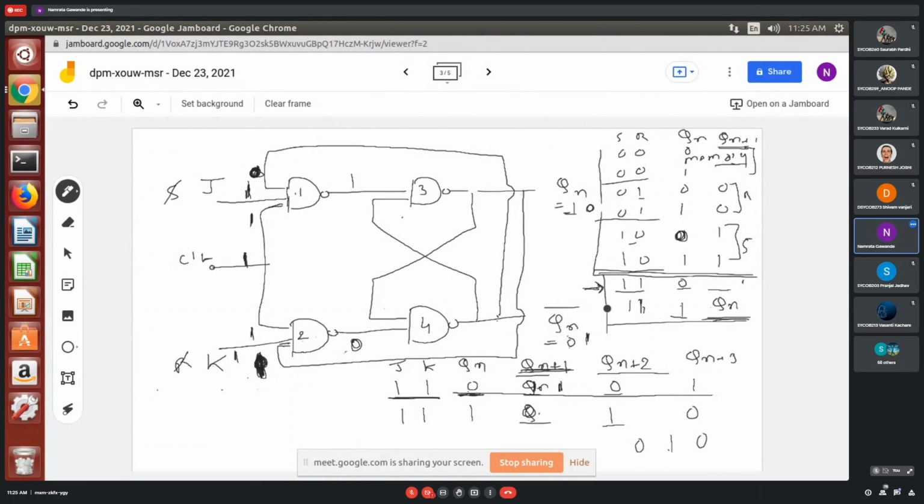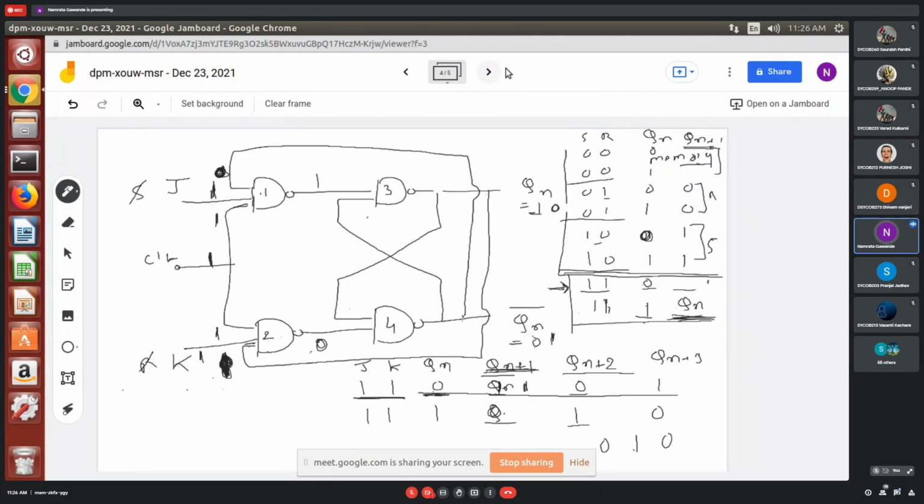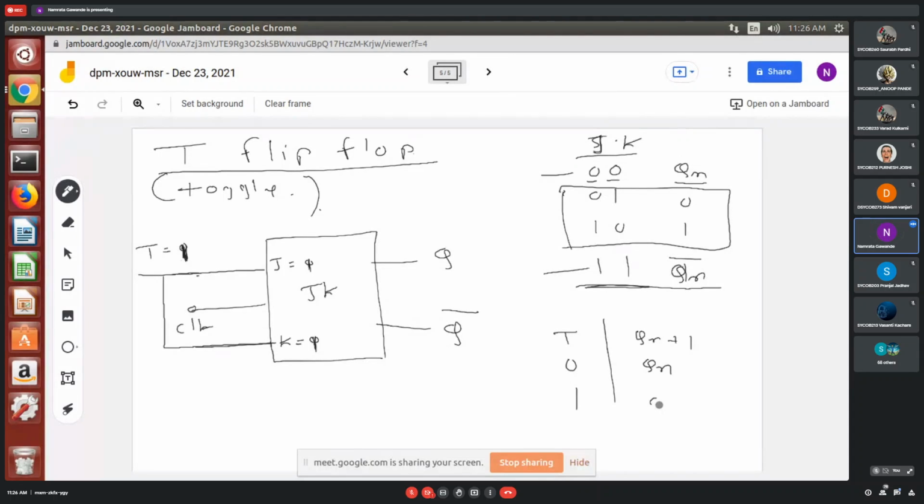See over here, because we are using the JK flip-flop for the T flip-flop. Why? Because we want to use the 0, 0 condition and 1, 1, where inputs are the same. So for that, whatever the present state is, we always get the complementary output. This is the toggling state that we have seen, 0, 1, 1, 0, 0, 1. So here I need to write Qn bar. This is the truth table of the T flip-flop.